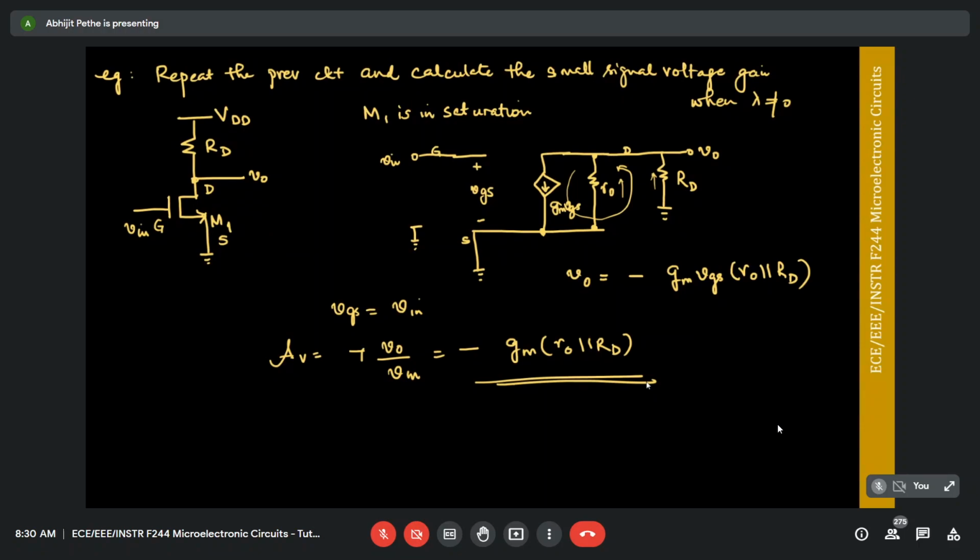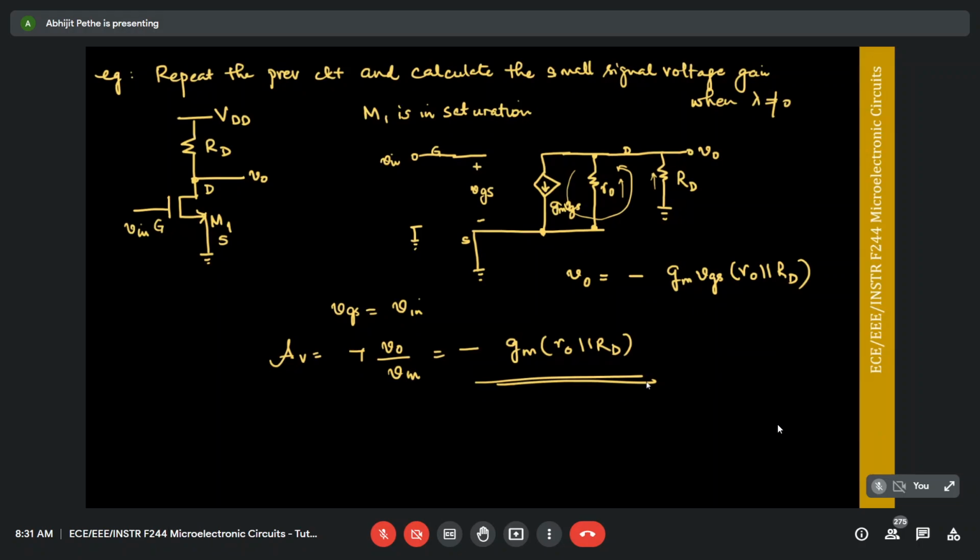Less than. Why? Because R0 is also in parallel now. And for a parallel combination of resistors, the effective resistance is going to be less than the resistance by itself. So when you have a transistor with lambda, you see that the gain of the circuit has gone down. Remember, for an ideal transistor, ideally we want lambda to be 0. That is, we want the transistor to look like an ideal current source in its model. When we do that, the gain is going to be high.